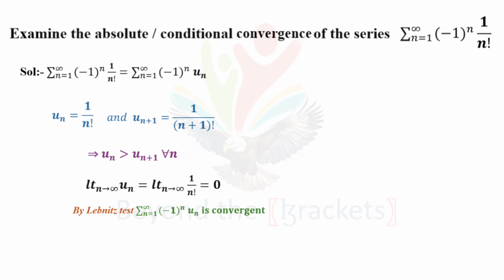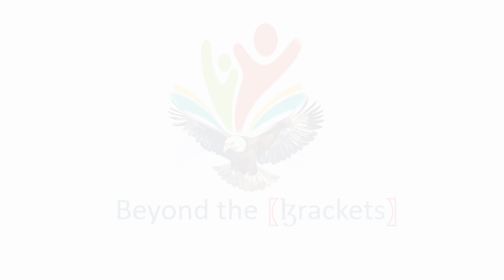To test whether the given series is absolutely or conditionally convergent, consider the series of absolute values. That is, we convert the alternating series into a positive term series by taking modulus. So modulus of un will now be equal to 1 by n factorial. Un plus 1 will now be equal to 1 by n plus 1 factorial. To apply ratio test, take the ratio of these two terms.